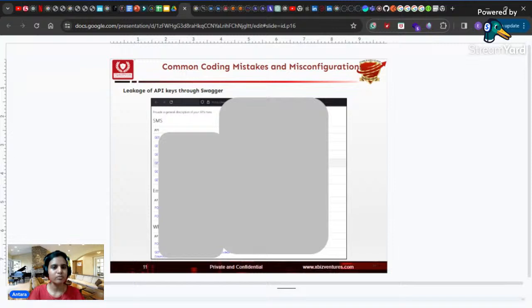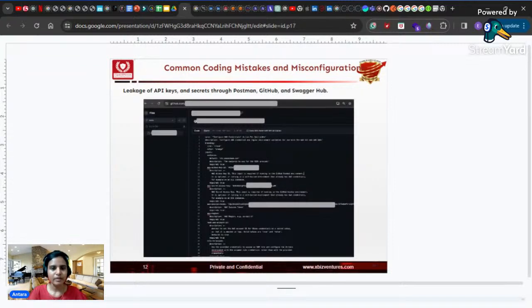So using that, I was basically able to consume all the APIs. Another example is leakage of API keys and secrets to Postman, GitHub, and Swagger. So I've just highlighted the GitHub one.